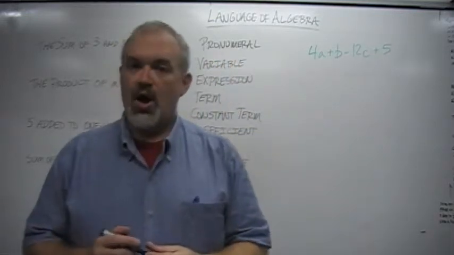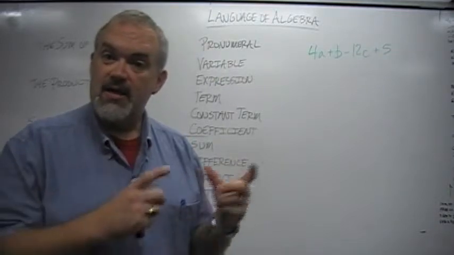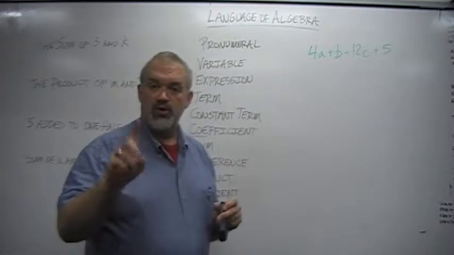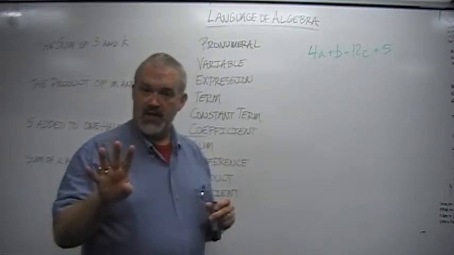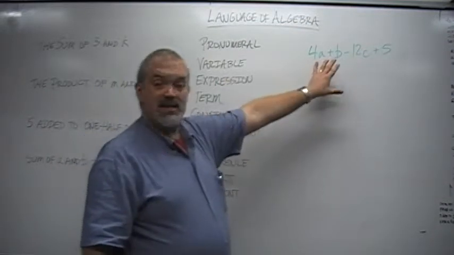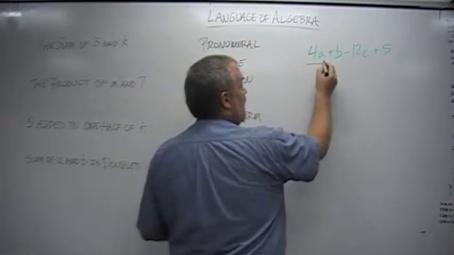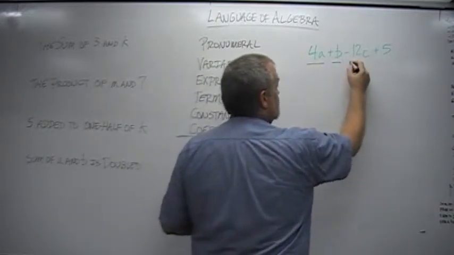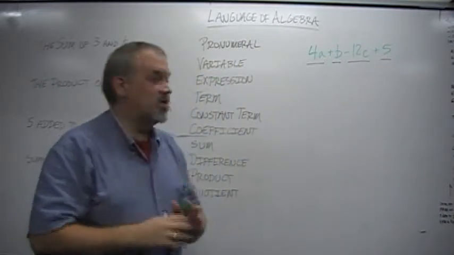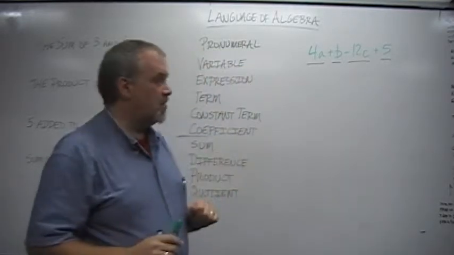Within an expression are terms. Terms are typically separated by addition and subtraction because they don't usually include addition and subtraction. Pronumerals, numerals, and multiplication and division make up terms. So, for example, in this expression, we have 4 terms. We have 4a, we have b, we have 12c, and we have 5. Okay? 4 separate terms divided by the addition, the subtraction, the addition. Those divide up the terms.